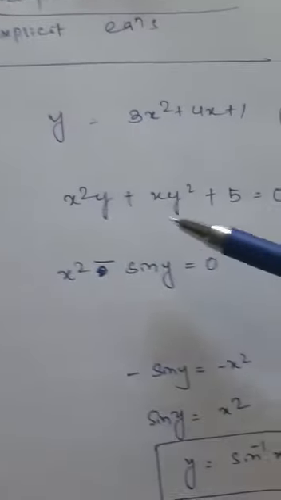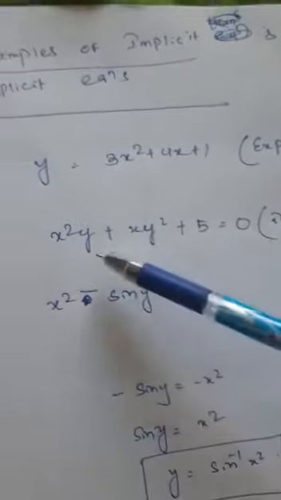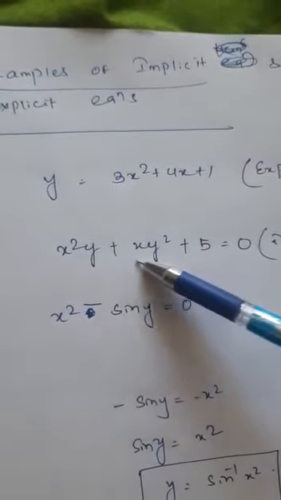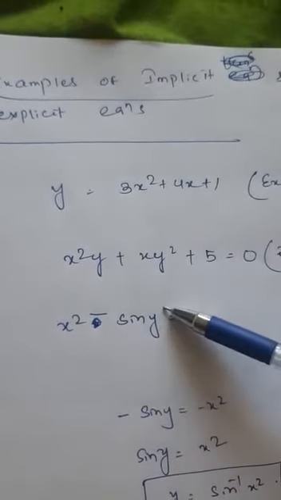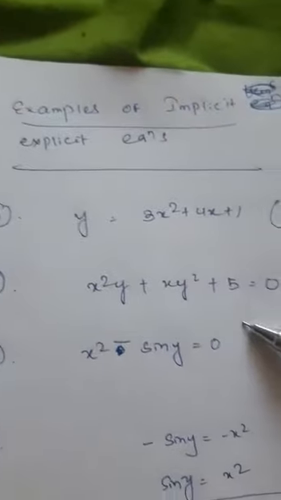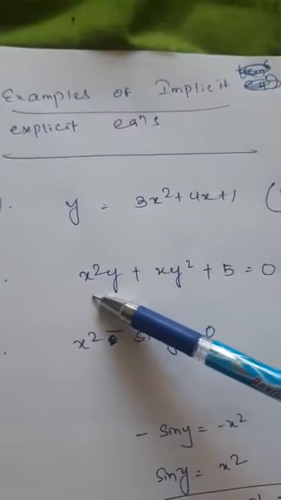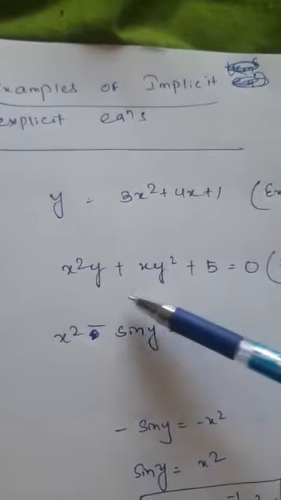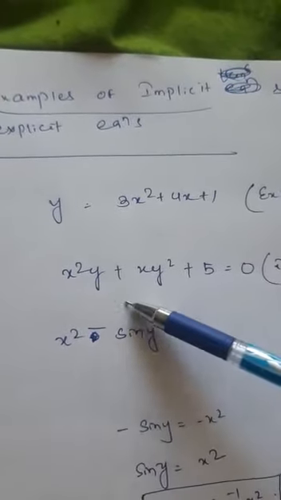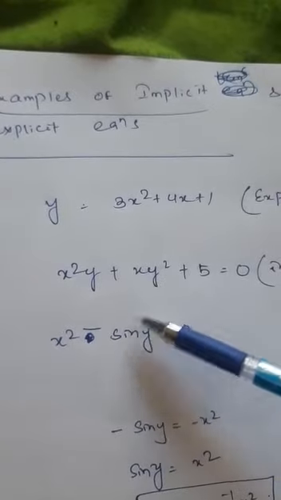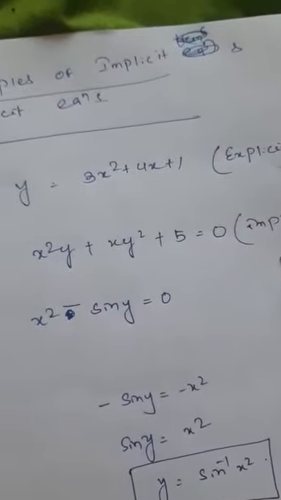Now the second example is x square y plus xy square plus 5 equal to 0. See, we cannot split x square y plus xy square plus 5 equal to 0. We cannot write x on one side and y on another side. That's why this is the case of implicit equation. Again, listen to my point: we cannot write x on one side and y on another side, that's why this is the case of implicit equation.